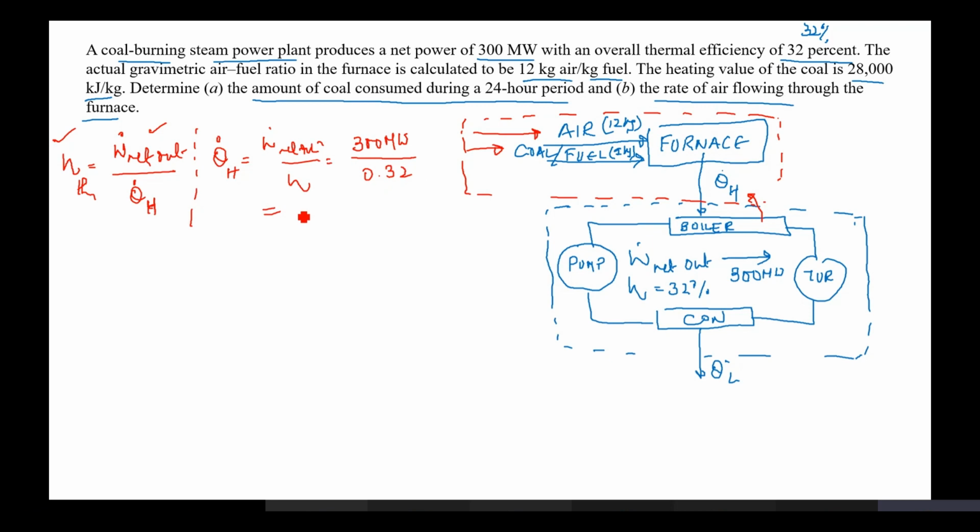So what is Q dot H? 937.5. So you have 937 megawatts of Q dot H, or I could also write it as 937 megajoules per second. This is Q dot H that is coming to me.